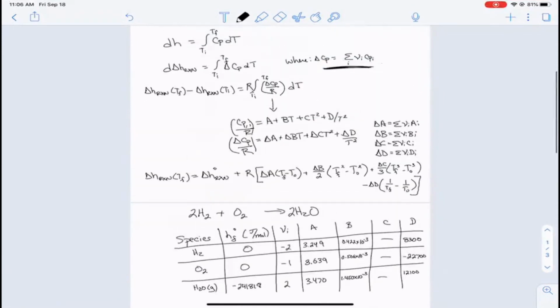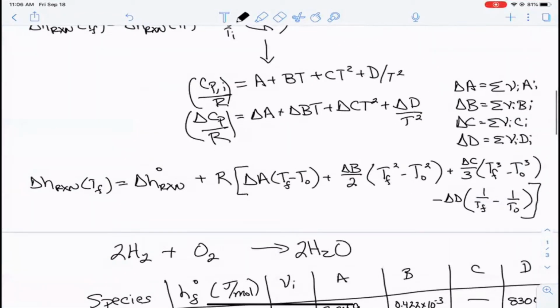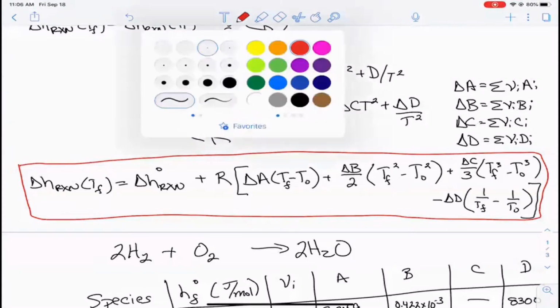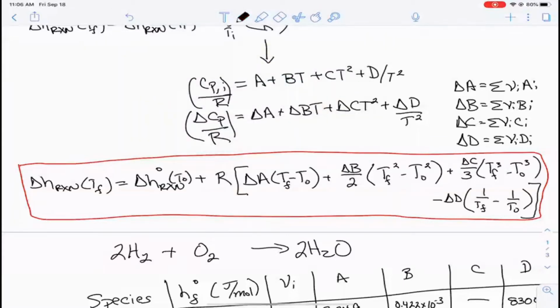Yeah, sure. So that number is from the equation that we derived, that delta H at the final temperature was equal to delta H at our initial temperature, our standard temperature T0, plus R times delta A times T final minus T0, plus delta B over 2 times T final squared minus T initial squared, and so on. If you think about it, what we did in the problem is that first we calculated these values, and then we calculated this one, and then just applied this equation.